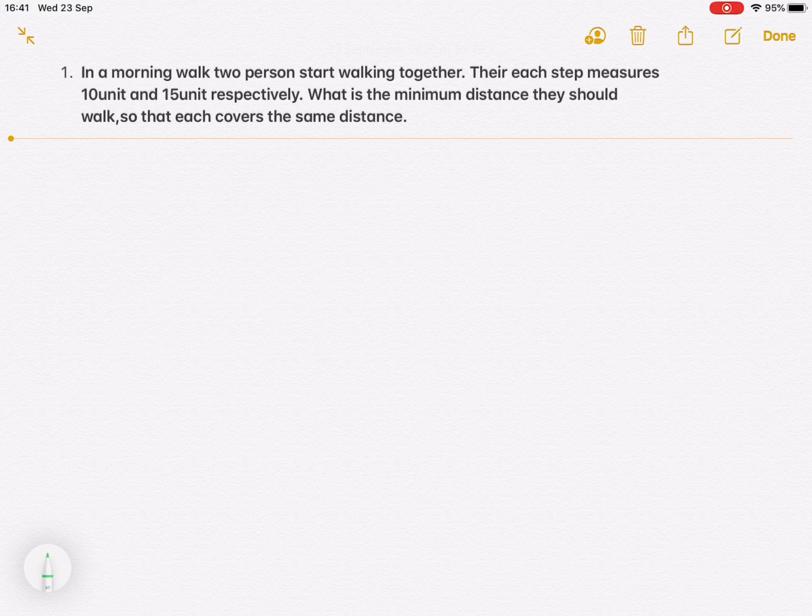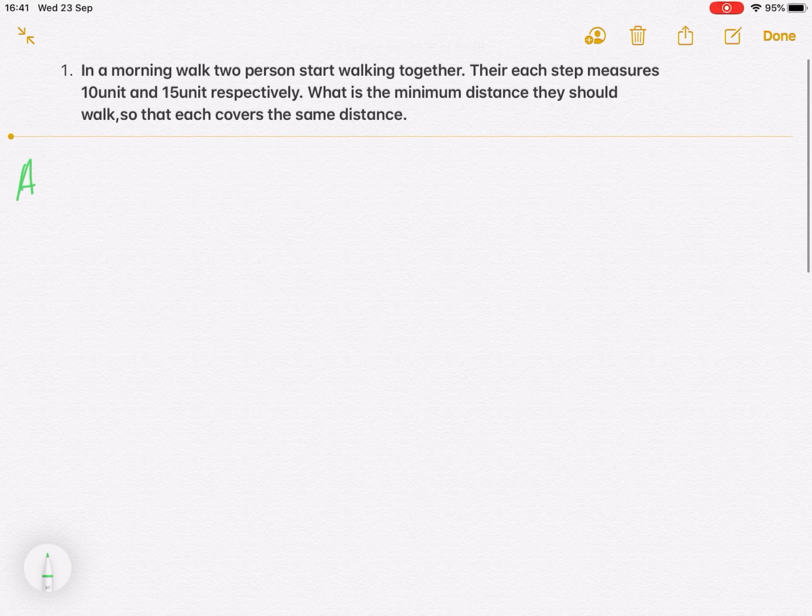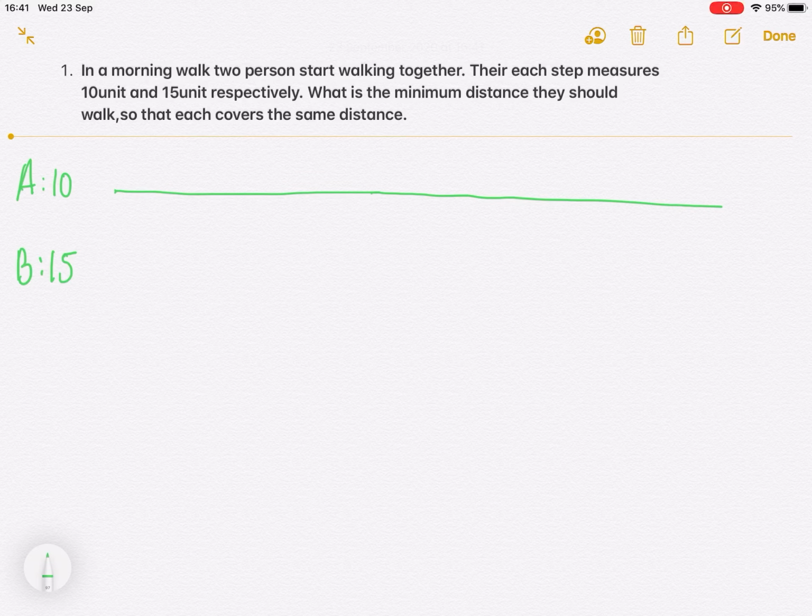Now, if we try and visualize this problem, let's say there is the first person, A, and the second person, B. Now we know that A's steps measure 10 units and B's steps measure 15 units. Now let's say they start moving from this point, and this is the path they will move along, and for B this is the path.